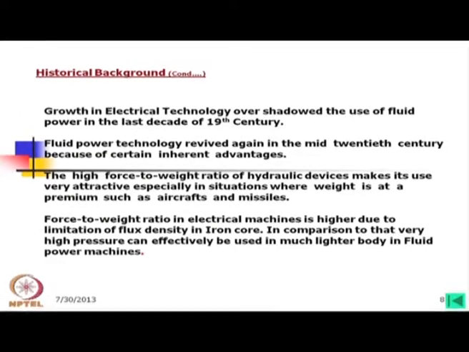power machines, because fluid power ultimately generates stress in the body as the pressure is distributed all over the cavity. So, the body in which the fluid is being pressurized is also stressed in a distributed manner, and the stress level can be kept within the limit for very high pressure.